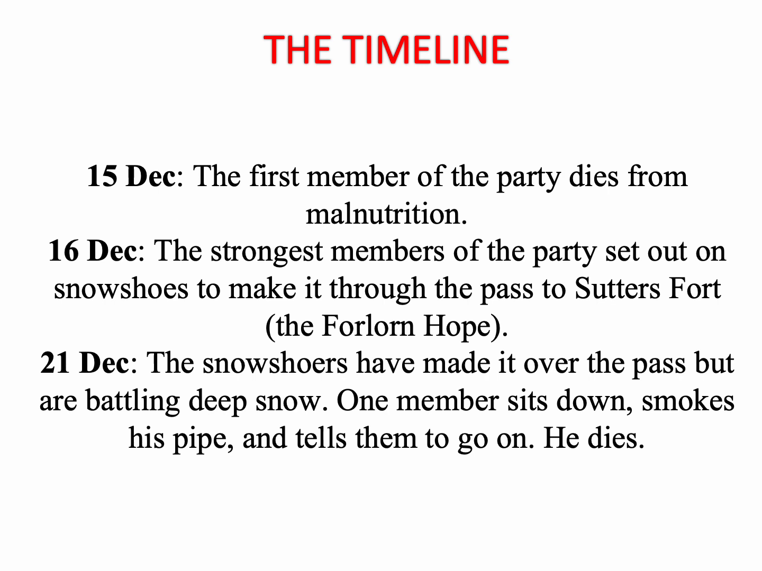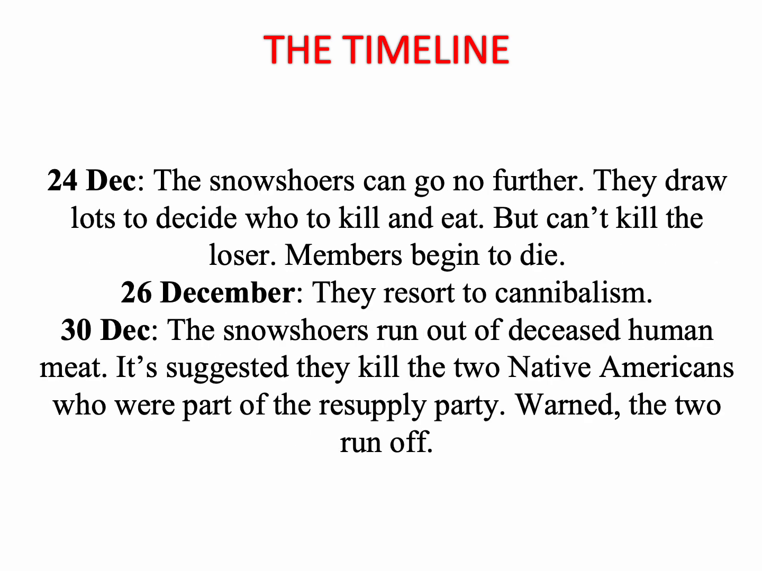They pick the strongest members. They call it the Forlorn Hope. That's a military term for those people who charge the gate of a fortification. They make it over the pass, but the snow's too much for them to continue. They draw lots to decide who to kill and eat, but they can't do it. But eventually they begin to die, so they've got food anyway.